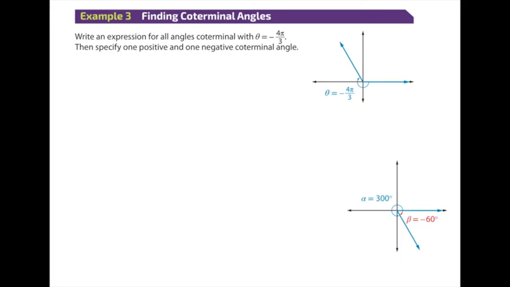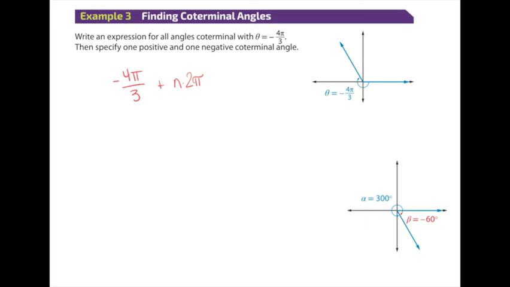Well, how would I write an expression to represent all of them? I would take my negative 4 pi over 3, and I need to add circles to it. Well, we know circles are what? 2 pi, right? Do I know how many circles? Well, it wants all circles. So I'm going to say some number n times 2 pi. 1 times 2 pi would add 1 circle. 2 times 2 pi would add 2 circles. Even if I put negative numbers, that would go the opposite direction, right? And so this represents every single angle that is coterminal with negative 4 pi over 3.